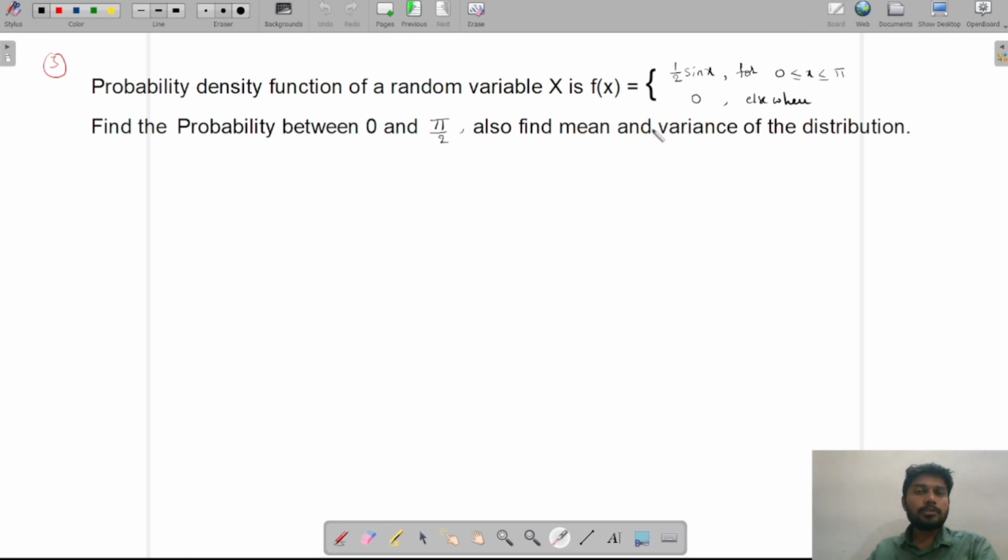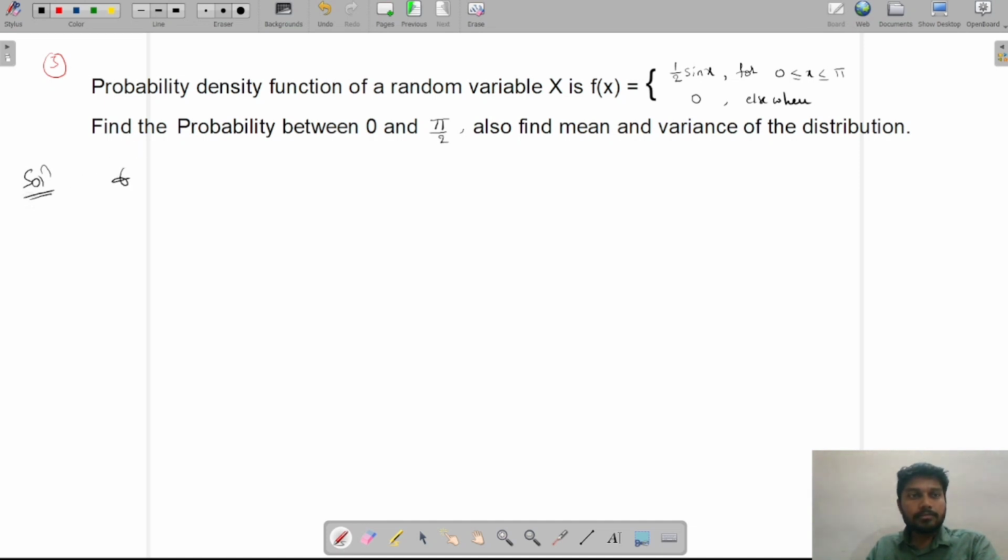In the last two lectures we found a solution between some x values, and in this question also we are finding the probability between the x values 0 and pi by 2. Along with this, we are finding the mean and variance of the distribution. Right, so let's go to the solution here.